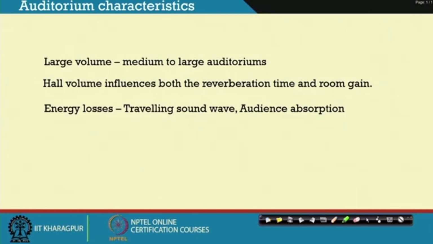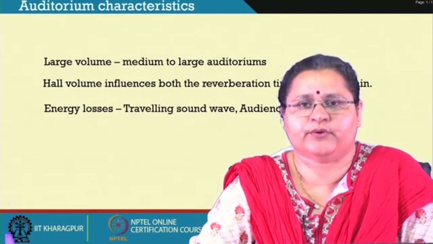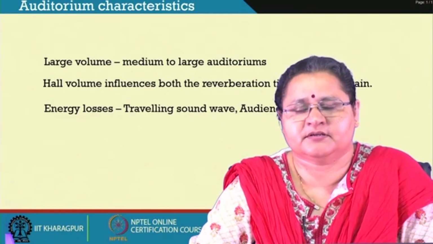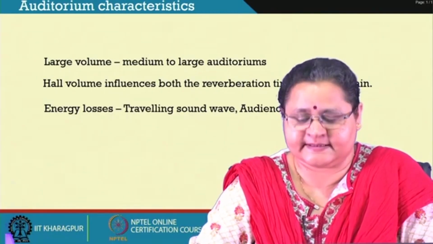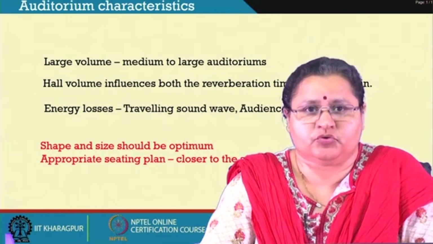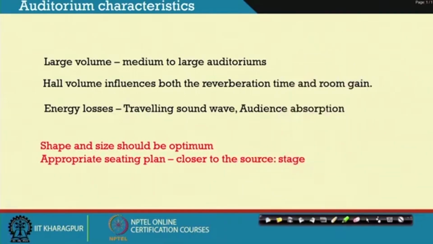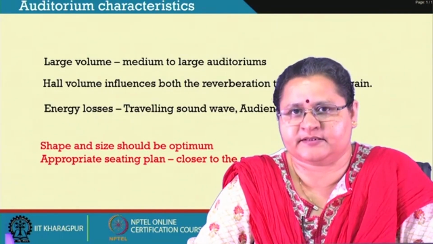Further is the audience size, say 500, 700, 1000, 1200, 2200, 2700, we have auditoriums of such scale. So, audience as an absorptive member should always be accounted for. So, shape and size should be so optimum that it fits in the audience closest to the source, so that minimum energy loss happens and this room gain factor is also maximized.